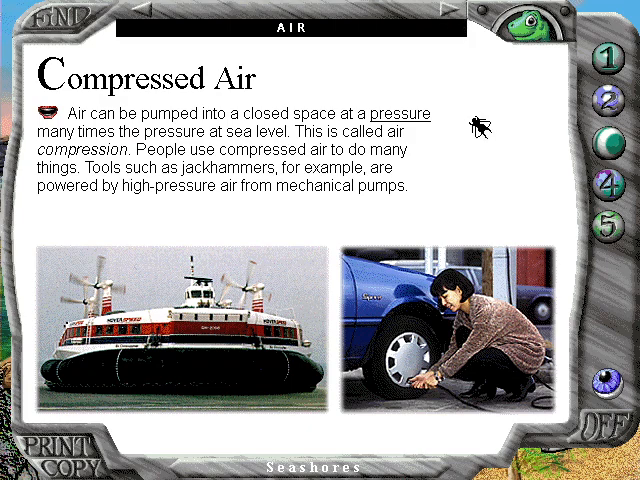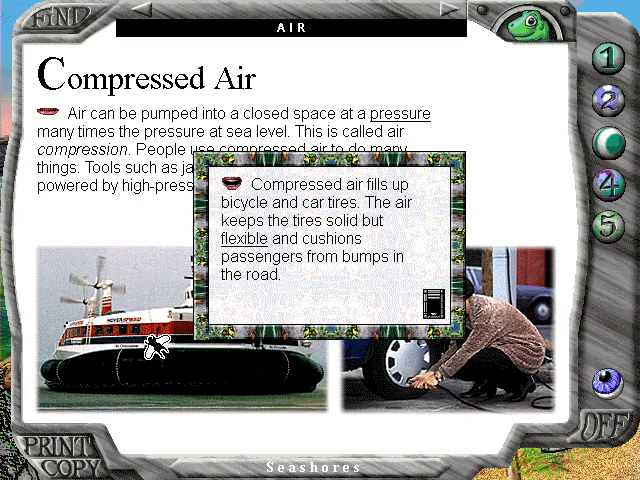Compressed air. Air can be pumped into a closed space at a pressure many times the pressure at sea level. This is called air compression. People use compressed air to do many things. Tools such as jackhammers, for example, are powered by high-pressure air from mechanical pumps. Compressed air fills up bicycle and car tires. The air keeps the tires solid but flexible and cushions passengers from bumps in the road.